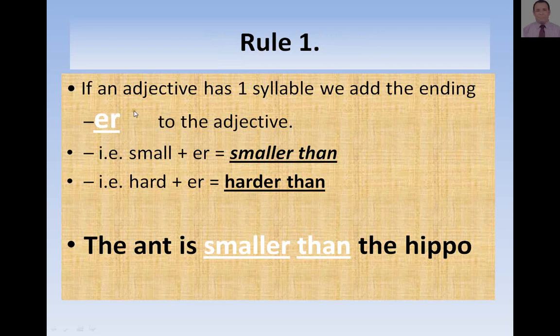Rule number 1. If an adjective has one syllable, we add the ending er to the adjective. For example, small. Small is a one syllable adjective. If we'd like to change this adjective into a comparative form, we should add er, then we follow the adjective by than. So small should be smaller than. Hard should be harder than. We have here an example. We can say the ant is smaller than the hippo. We notice we have er at the end of small, and also we follow it by than. The ant is smaller than the hippo, or we can change it to the hippo is bigger than the ant.